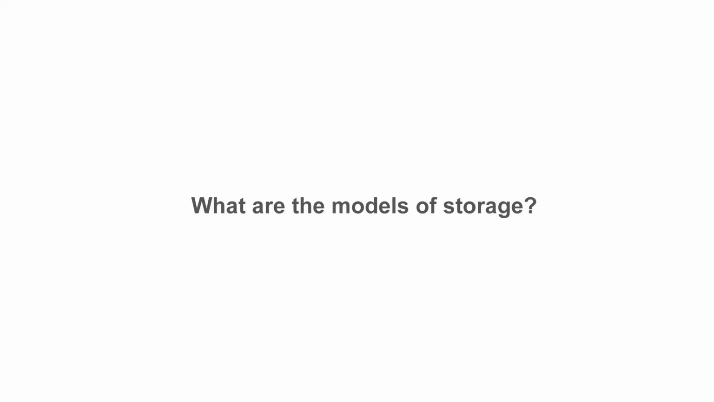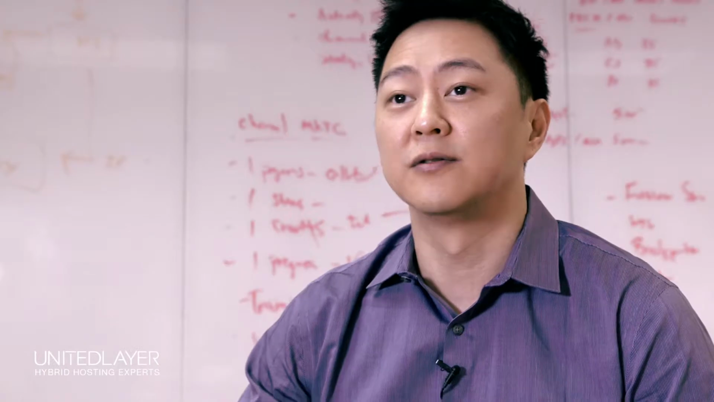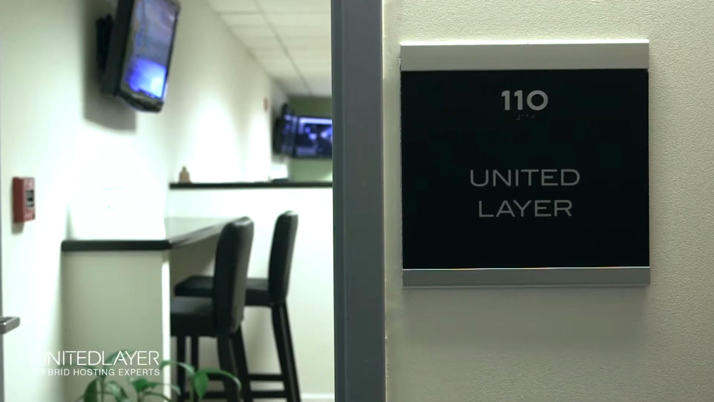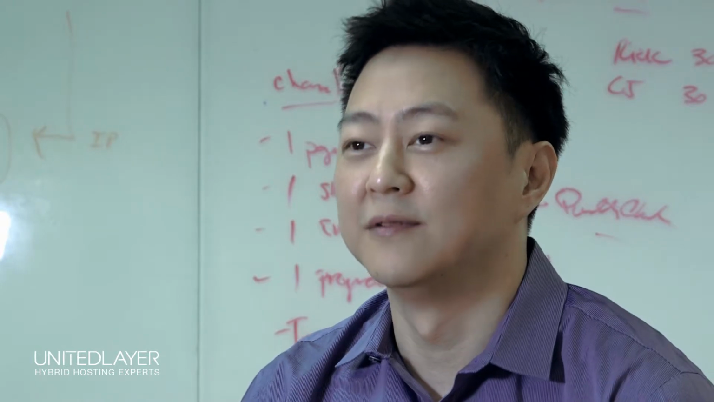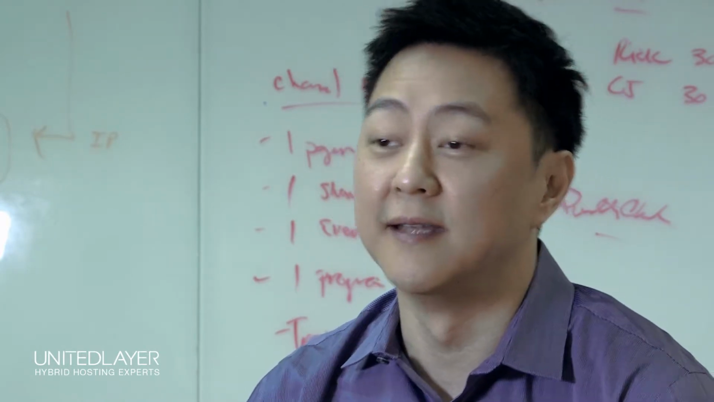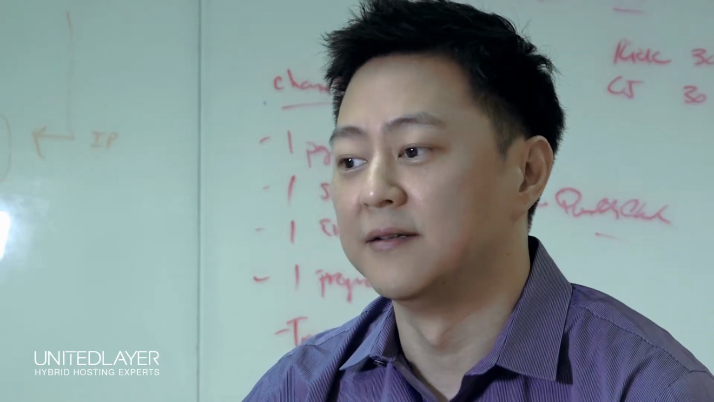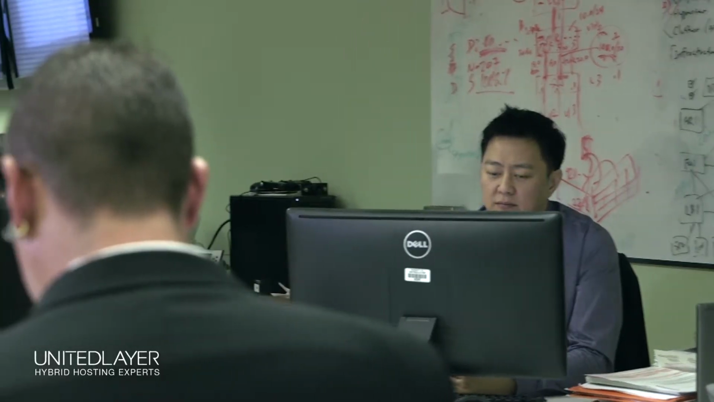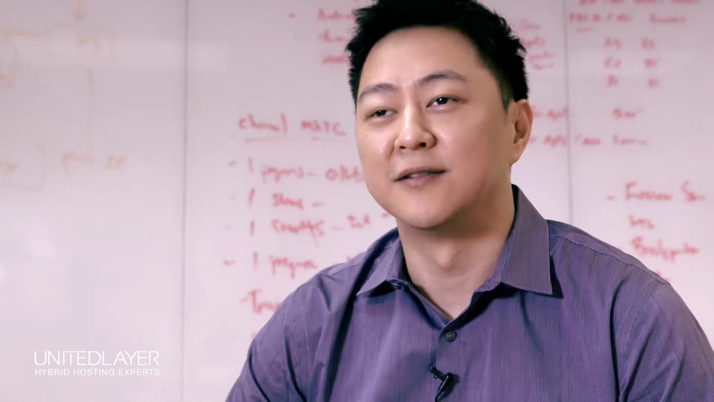There are basically two models of storage. One is local storage, and then there's networked storage. Networked storage comes in a couple of forms primarily. One, it's network attached storage, or NAS, and there's SAN, which is storage area network. So local storage is the equivalent of the disk that's in your laptop. It's directly connected to the server.